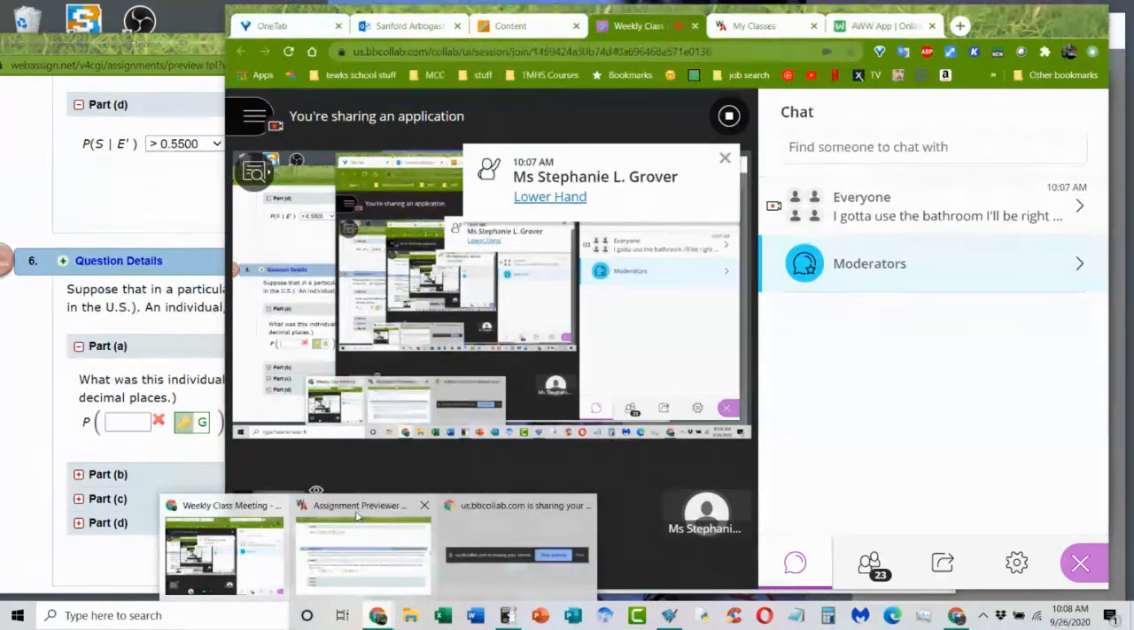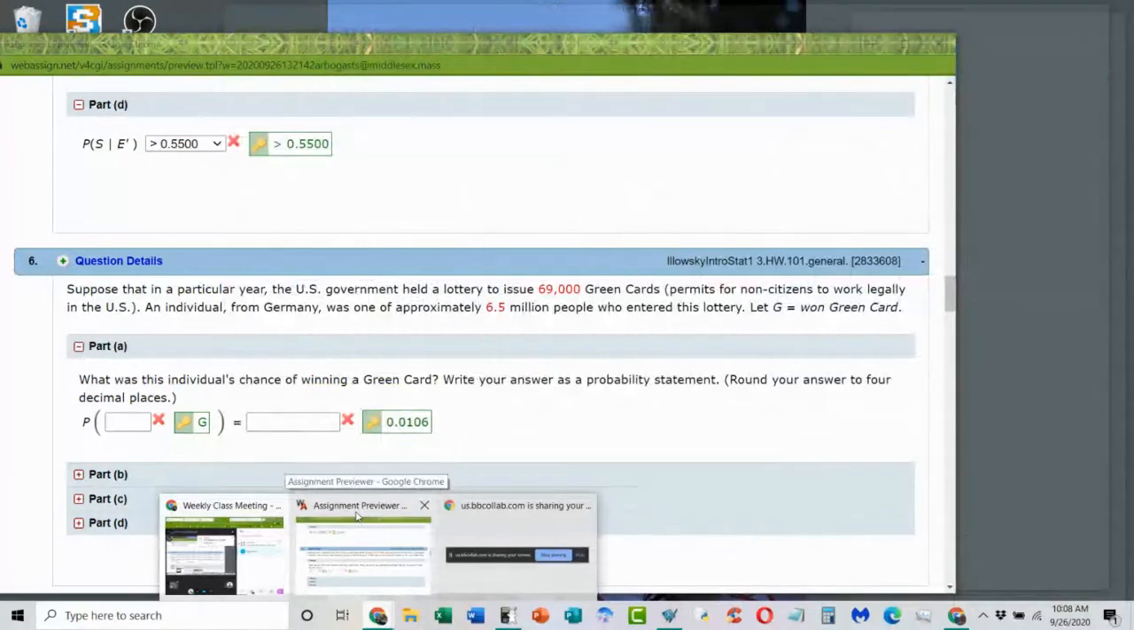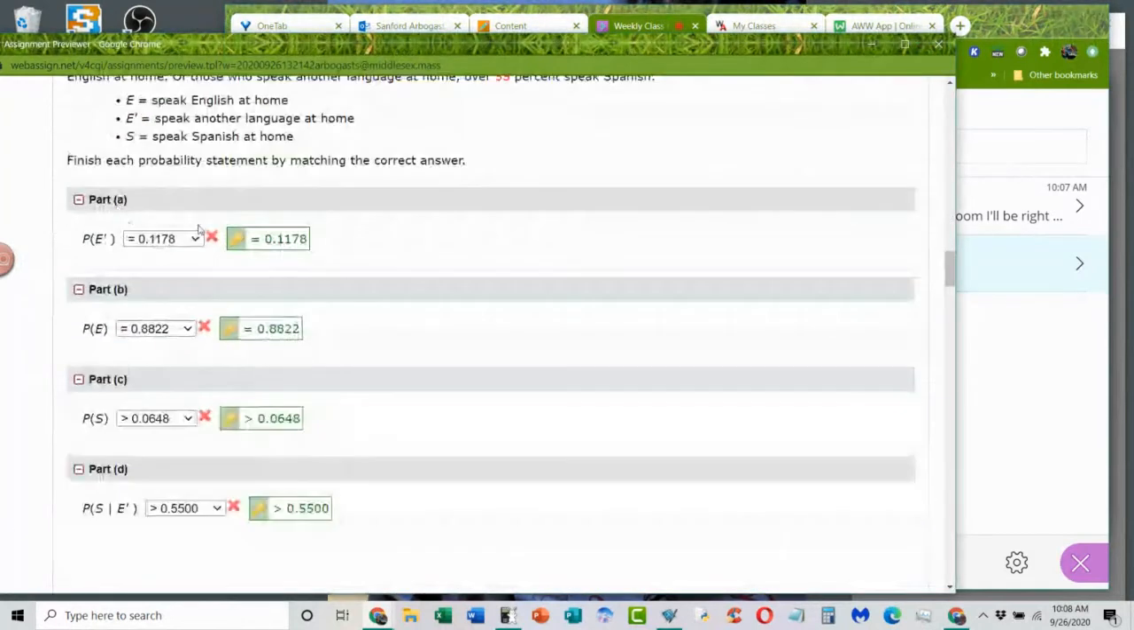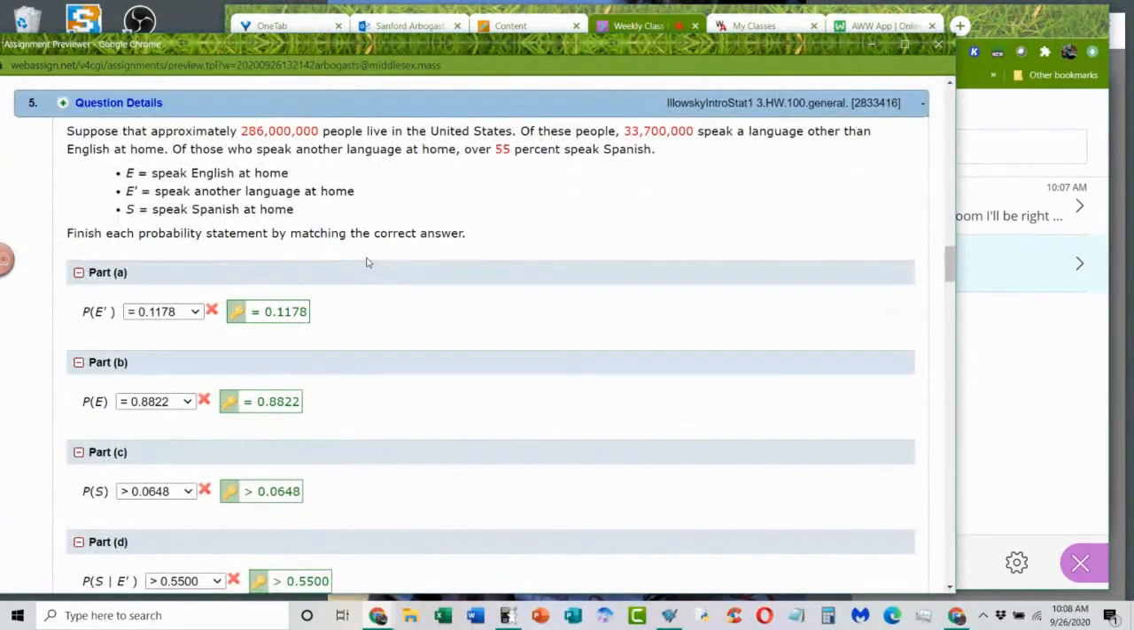Professor, I had a quick question. Yes. Before we move on. For number 5, I was just curious when I was reading this question, how do we know to assume that if they don't speak English, they speak Spanish? Like, what if someone speaks Spanish and another language that's not English at home? Because they made this in simplest terms. They're telling you it's those things.